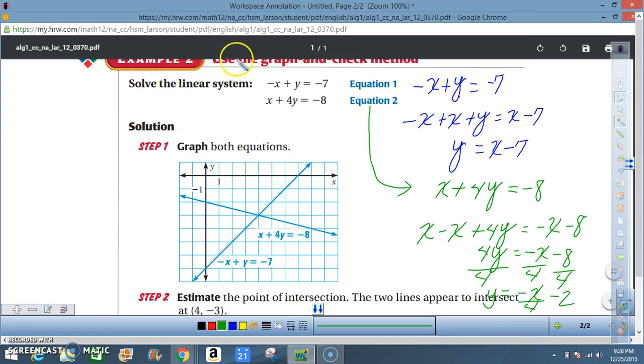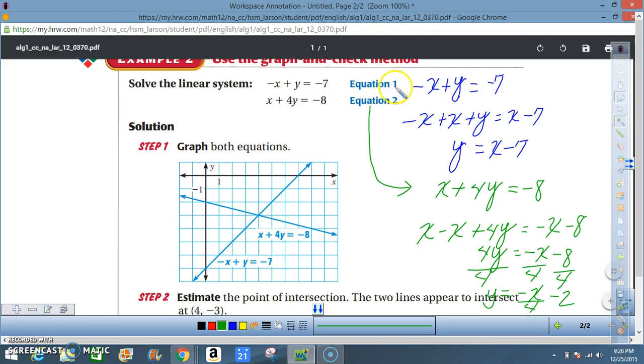Example 2. Use the graph and check method. Solve the linear system. Negative x plus y is equal to negative 7. x plus 4y is equal to negative 8. First thing we have to do is put each equation into y equals mx plus b form.